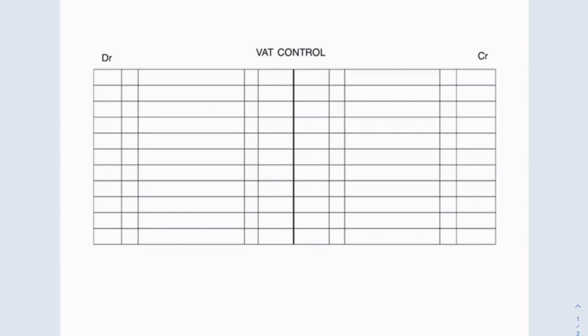Let's get started. Your VAT control account can either have a credit or a debit balance at the beginning of the month. So if it's got a credit balance, then you know that you owe SARS because SARS is a creditor. So then you would have your balance brought down on the credit side, or you could have your balance brought down on the debit side, which means SARS is a debtor and SARS owes you on your VAT control account.